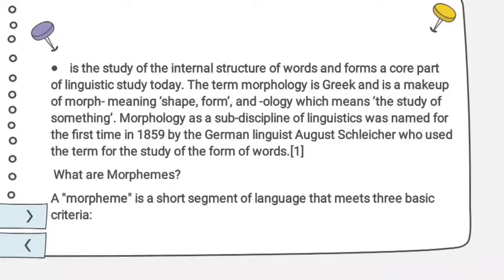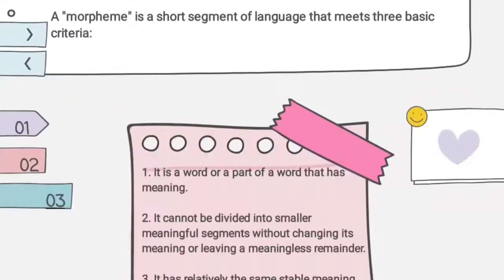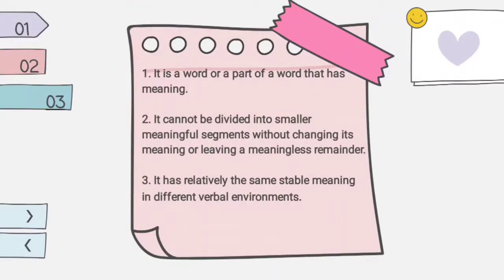So, what are morphemes? A morpheme is a short segment of language that meets 3 basic criteria. First, it is a word or a part of a word that has meaning. Second, it cannot be divided into smaller, meaningful segments without changing its meaning or leaving a meaningless remainder. Third, it has relatively the same stable meaning in different verbal environments.